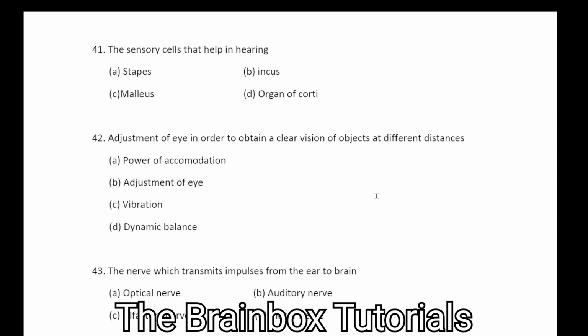Now 41. The sensory cells that help in hearing. Option A. stapes, option B. incus, option C. malleus, and option D. organ of Corti. And the correct option is organ of Corti, which is located in the inner ear in cochlea.